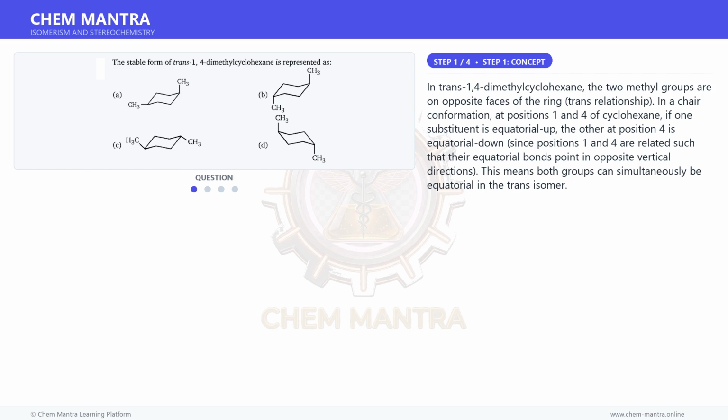In trans-1,4-dimethylcyclohexane, the two methyl groups are on opposite faces of the ring, a trans relationship. In a chair conformation, at positions 1 and 4 of cyclohexane, if one substituent is equatorial up, the other at position 4 is equatorial down, since positions 1 and 4 are related such that their equatorial bonds point in opposite vertical directions. This means both groups can simultaneously be equatorial in the trans isomer.